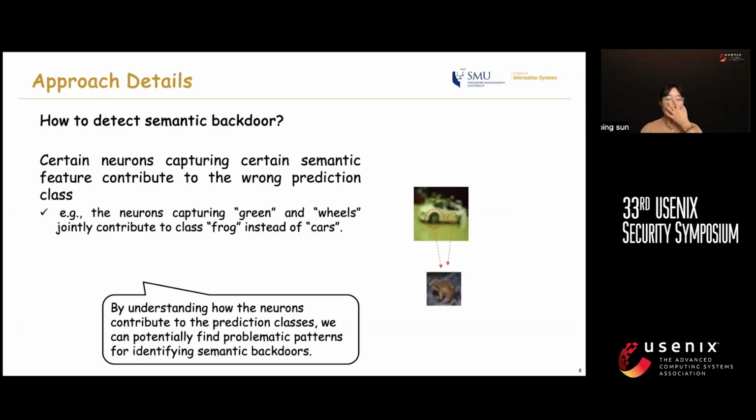And next, we are going to present details of each step in our approach. Firstly, how to detect semantic backdoor. Semantic backdoor exists because certain neurons capturing certain semantic features contribute to the wrong prediction. For this example, the neurons capturing green and also wheels driving contribute to the class frog instead of cars. Hence, by understanding how neurons contribute to the prediction classes, we can potentially find problematic patterns for identifying semantic backdoors.